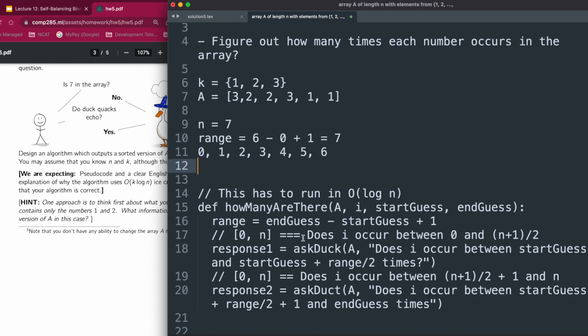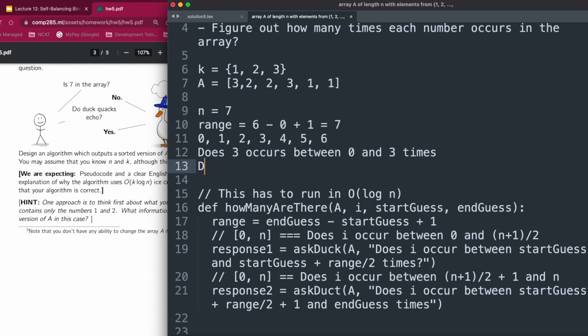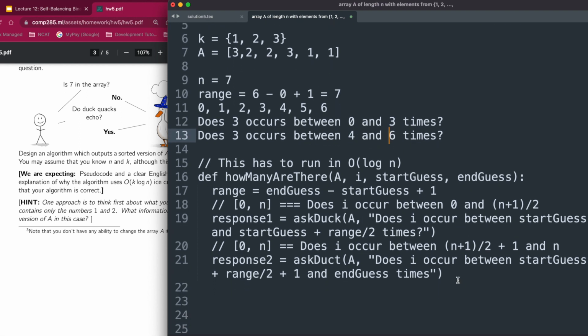So I'm going to ask my duck, my first question is going to be, does 3 occur between 0 and 7 divided by 2, which we're going to round down, so that gives you 3 times? Or does 3 occur between 4 and 6 times, right? So these are 2 yes-no questions. And actually, it should be pretty obvious to you that one of these must be yes, right? There is no in between. Either the first one is yes or the second one is yes. Because it either occurs 0, 1, 2, or 3 times, or it occurs 4, 5, and 6 times, right? So, and that splits our space in half, right?